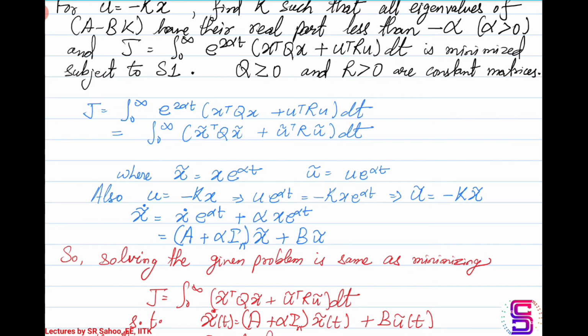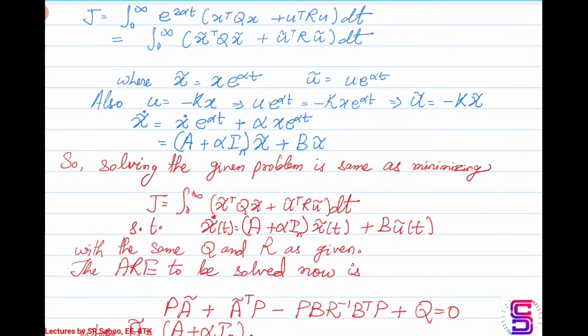Okay, so now we will solve the optimization. Instead of solving the given optimization problem, we'll solve this particular optimization problem, because this is just a transformed version of the given problem, and the solution to this will yield a P which will finally give me a K. Okay, so the problem that we need to solve is to optimize the cost given in terms of x tilde and u tilde with the same Q and R, subject to the system dynamics given by x tilde dot equal to (A + αI) x tilde plus B u tilde. Okay, the Q and R remain the same as they were for the cost function in the original problem.